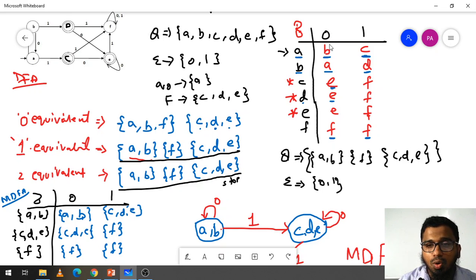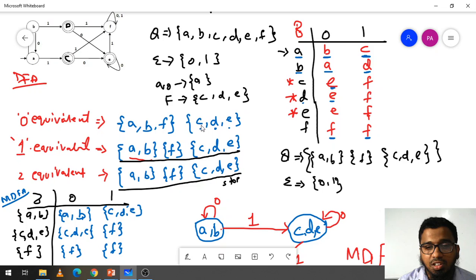A on 0 is going to B, F on 0 is going to F. Let's check whether B and F are in the same set. B, F, yes, it is in the same set, fine. A on 1 is going to C, F on 1 is going to F. F and C are in different sets. So that means F is not equivalent to A as well as B. So just close this, separate it.